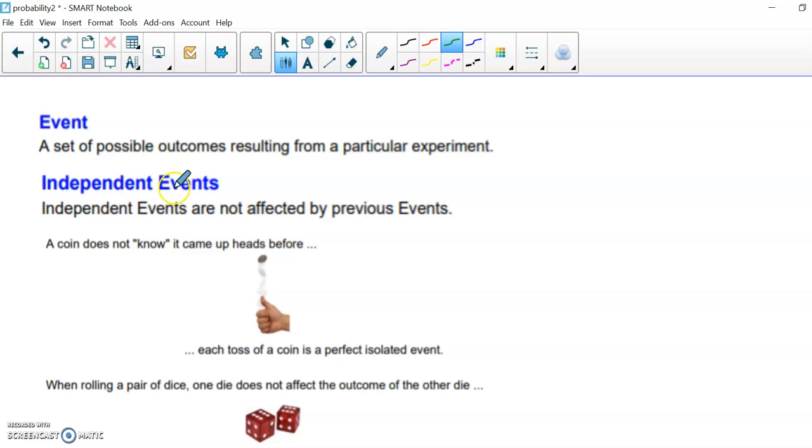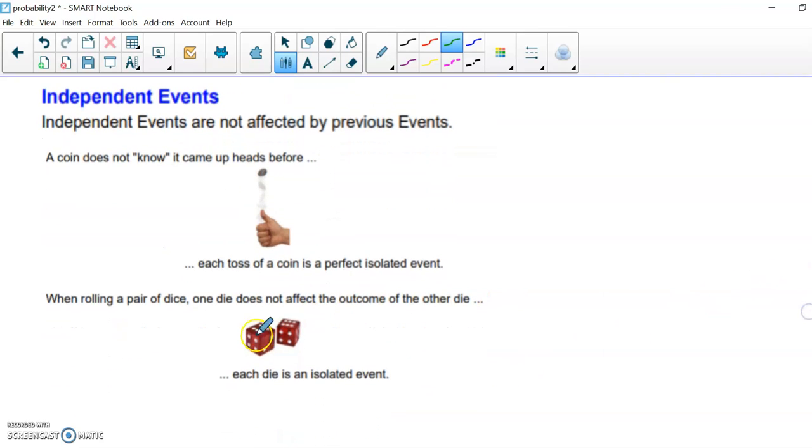If they're independent events, that means it's not affected by the previous event. In other words, if you flip a coin and you do it twice, it doesn't matter what your first outcome is. Your second experiment is going to be independent of that. The same thing if you roll 2 dice. It doesn't matter what the first one lands on, the second one still is unaffected by the first roll of the die.